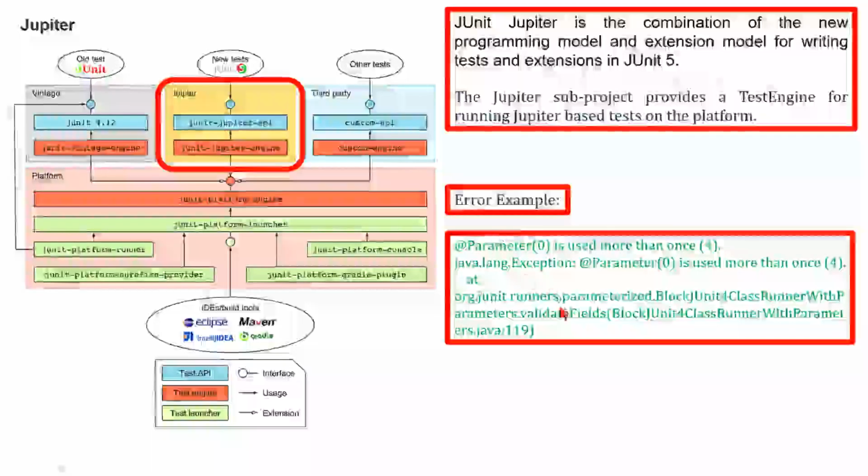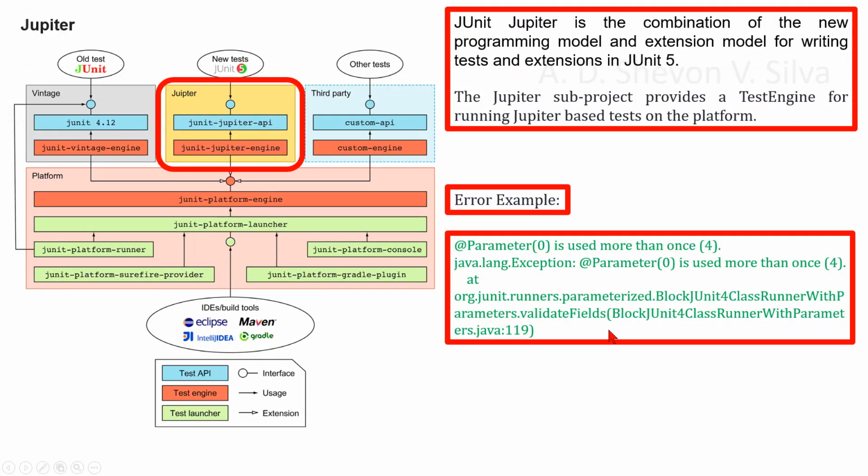As an error example, we can consider this one. Parameter 0 is used more than once, and the java.lang exception parameter is used more than once at org.junit.runners.parameterized.BlockJUnit4ClassRunnerWithParameters.validateFields.